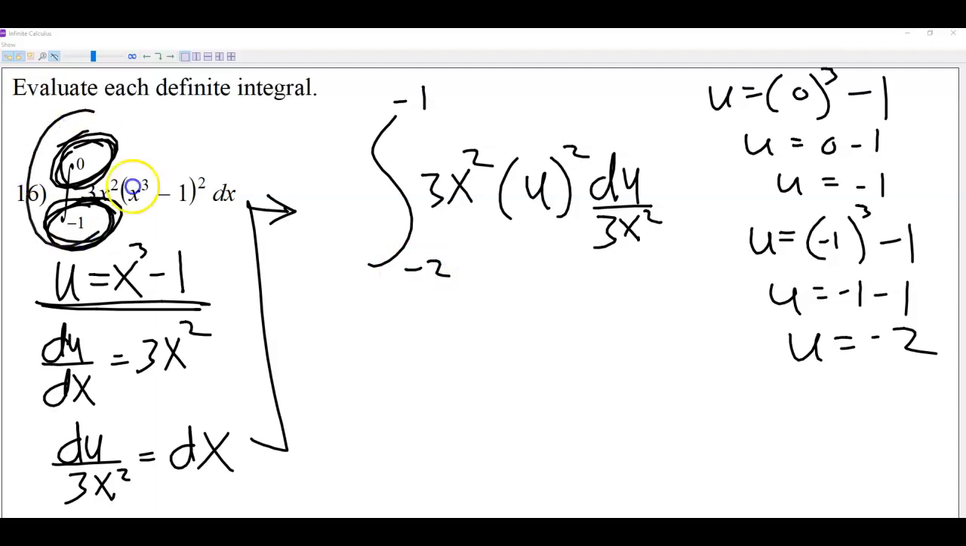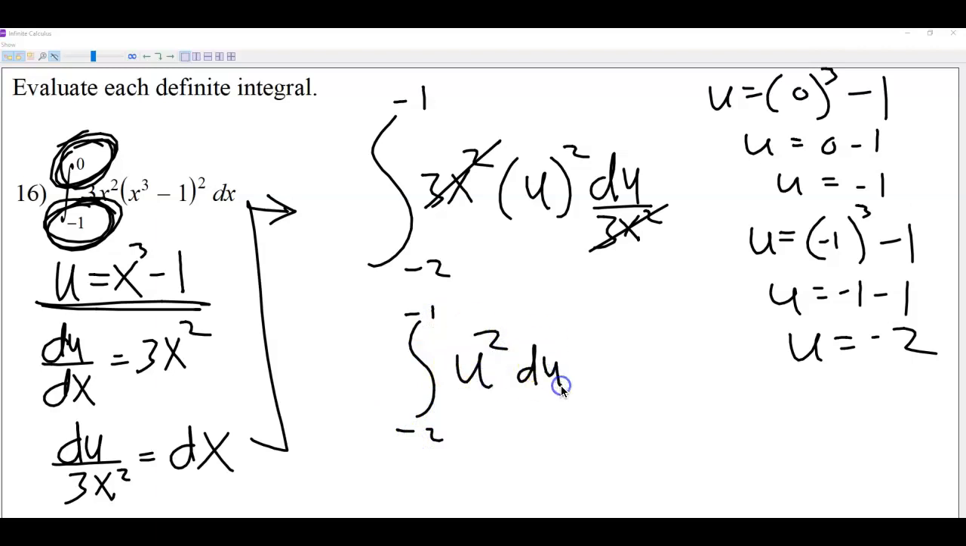These are x values here, and whenever we do u substitution, we have to change everything from an x into a u. And so that includes those limits. All right, so there's that. And you see we still have some x's left there, but that's okay because they're just going to cancel out. So now we have -2 here, -1 here, u squared du.